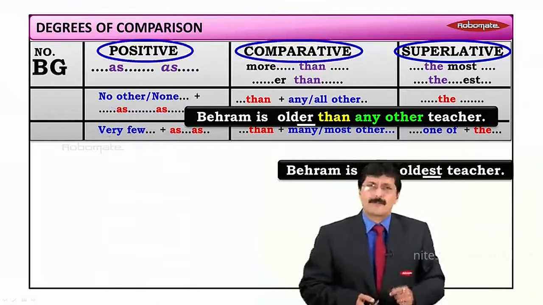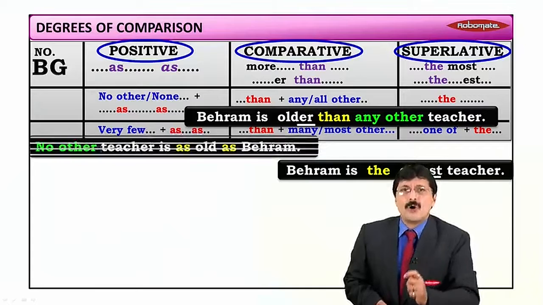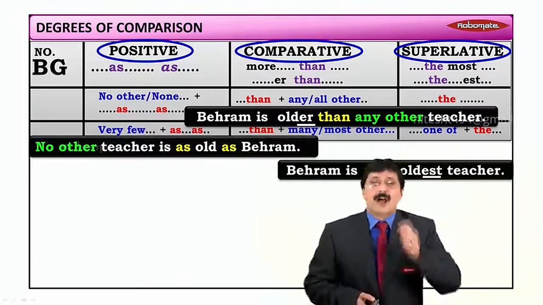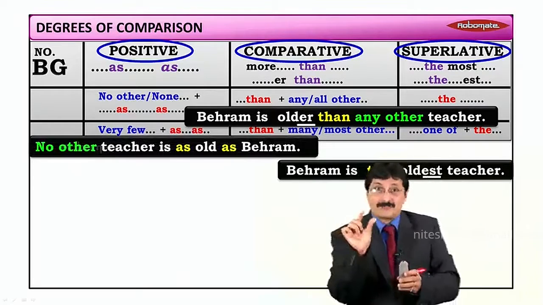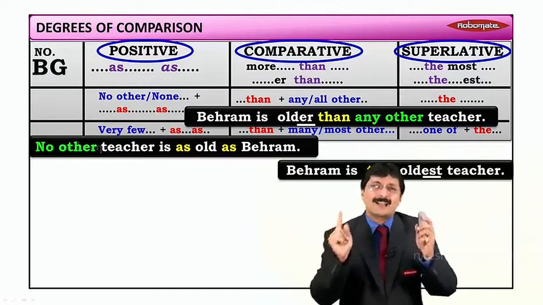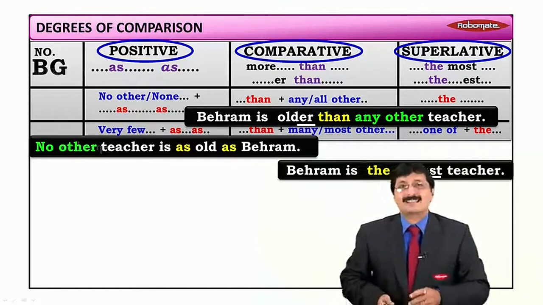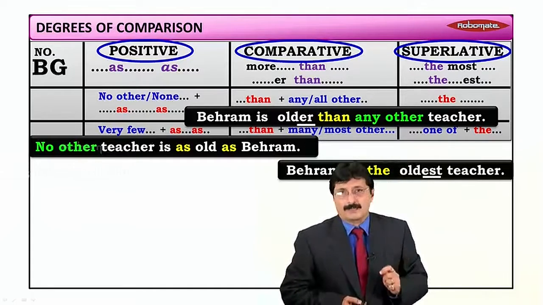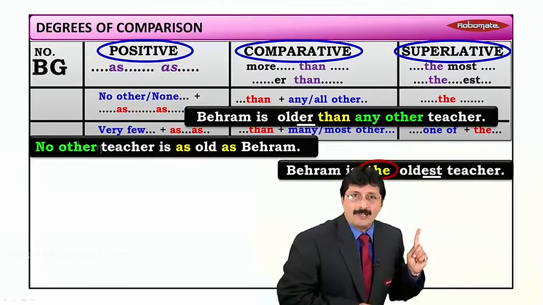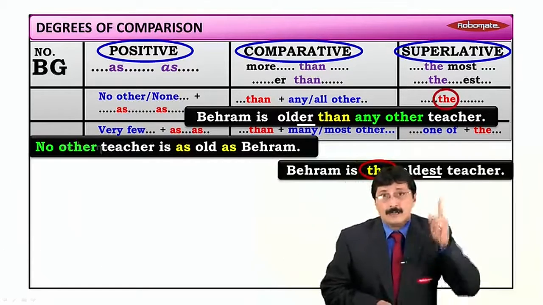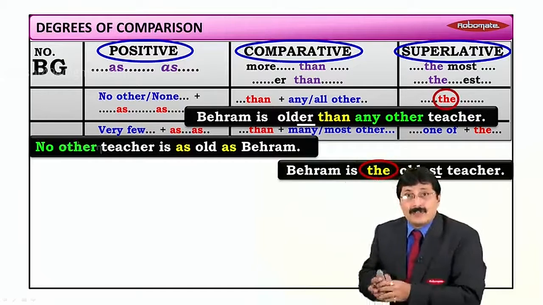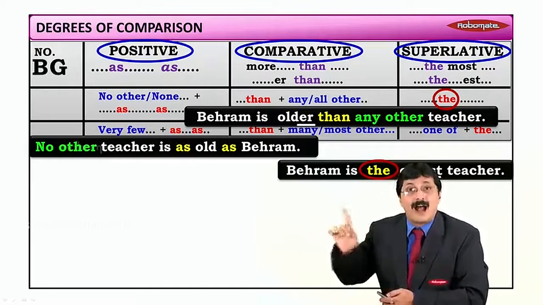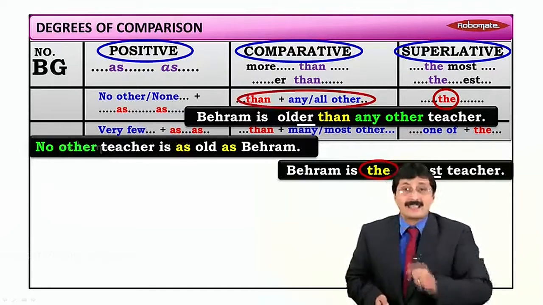Let's go one step further. Positive. No other teacher is as old as Behram. Is this positive? Of course. Why? The adjective old, there is no change. And the bodyguards, identify the degree with the bodyguard as. My dear friends, we are looking at something which is amazing. If in the superlative you only have the, then in the comparative, you will always have any other or all other after the word than. You can see that.